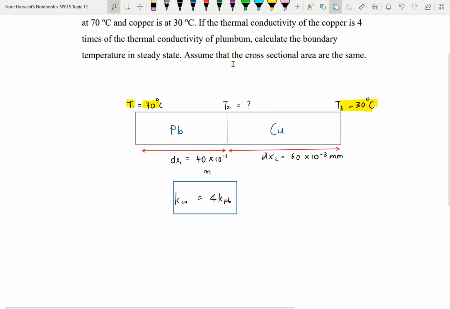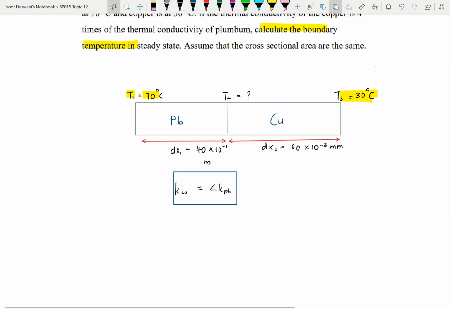So the question asks for calculating the boundary temperature. So means the boundary temperature is the junction's temperature. So temperature between the boundary of lead and copper. So dekat sini lah actually. So T2 lah. Okay, I label the boundary temperature as the T2.